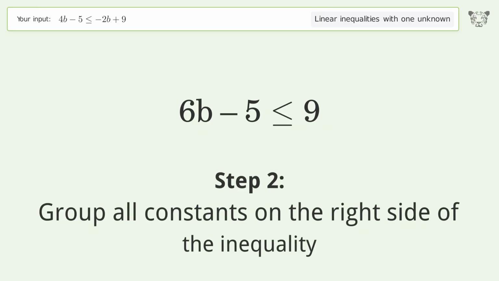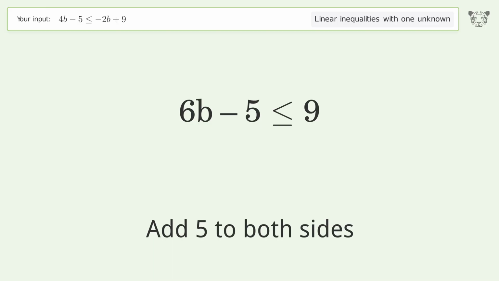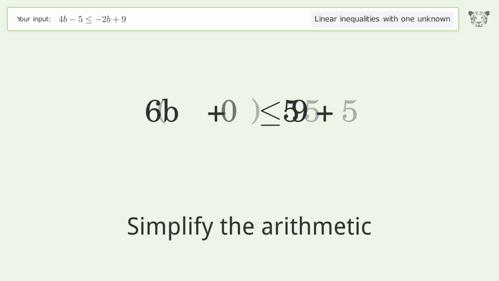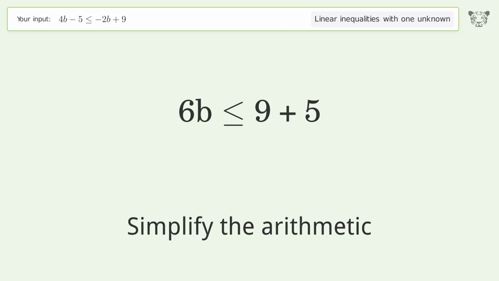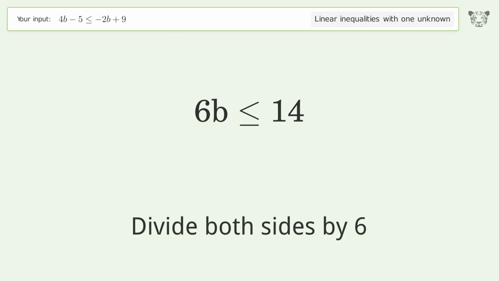Group all constants on the right side of the inequality. Add 5 to both sides. Simplify the arithmetic. Isolate the x. Divide both sides by 6.